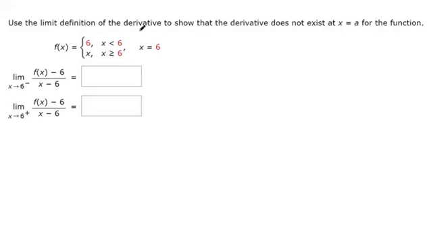So we're supposed to use the limit definition of the derivative to show that the derivative does not exist at x equals 6. For a derivative to exist at a certain location, the derivative as you approach it from the left and from the right have to agree. And we could do it, well, I don't think at this point we've done anything other than the limit definition of the derivative, so I'll save that other way to consider this problem.